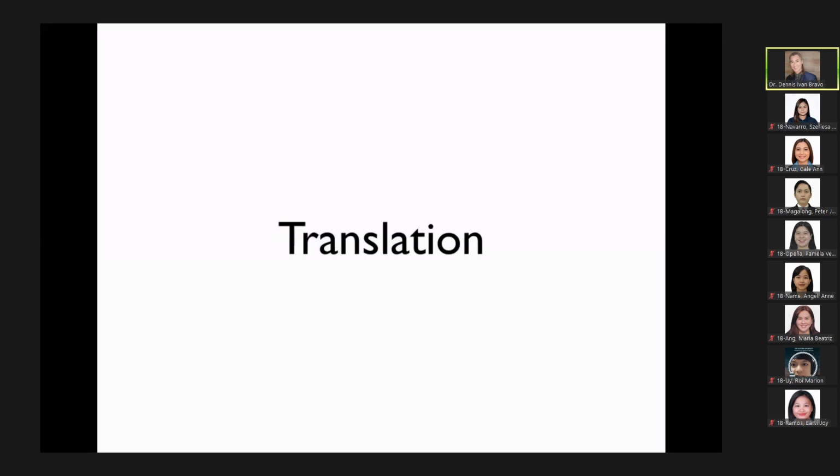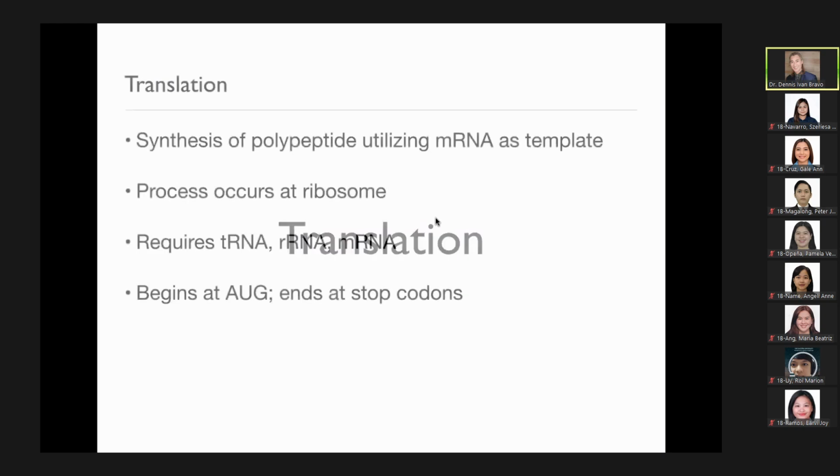And finally, we have reached the final process. Hooray. This is translation. It is defined as the synthesis of protein polypeptide using mRNA as the template, and the process occurs in the ribosome. The minimum requirements include the tRNA, the rRNA, and the mRNA. The process starts with the start codon, AUG, which also codes for methionine, and ends with the stop codons. And there are 3 stop codons that can be used.